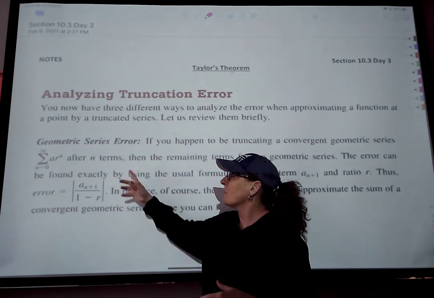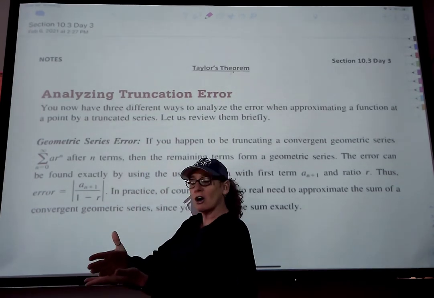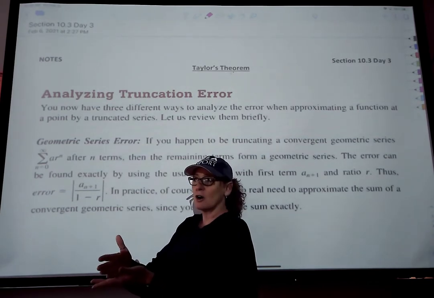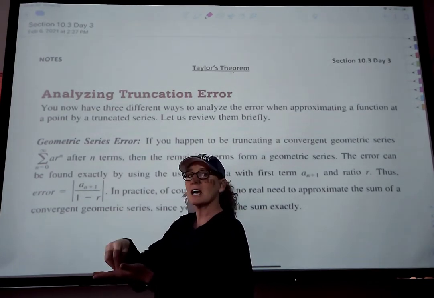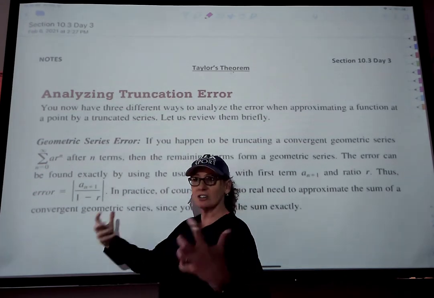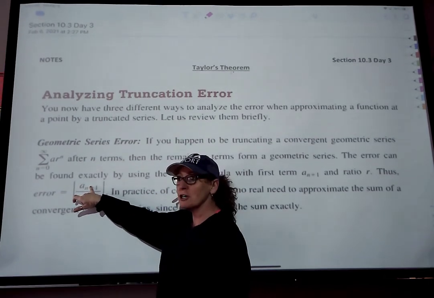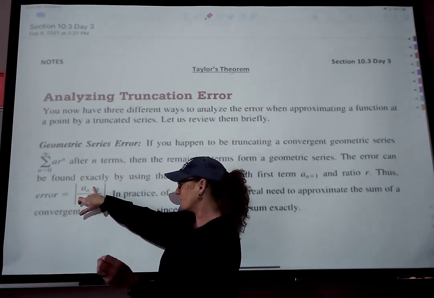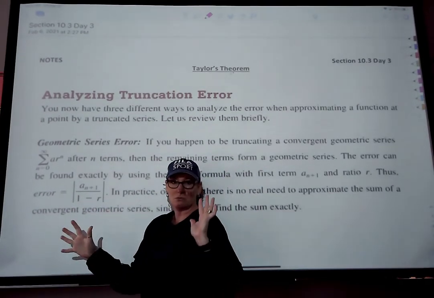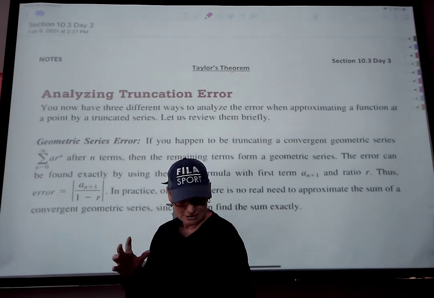So what we do on the geometric series is we look at from the moment we cut off all those terms, that's a different series. So the first term that got cut off all the way to infinity is its own series. So that's the error bound: what's my new first term for the ones that were cut off over 1 minus r. And again, we're going to absolute value it because we don't want our error to be negative. We just want to know how big is that difference.